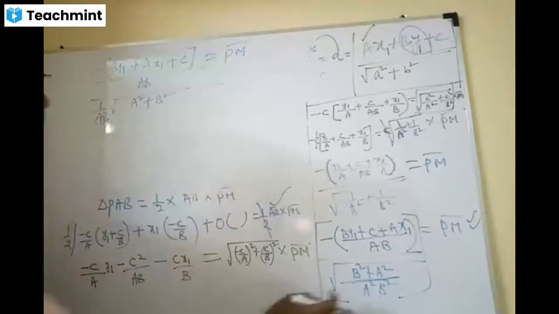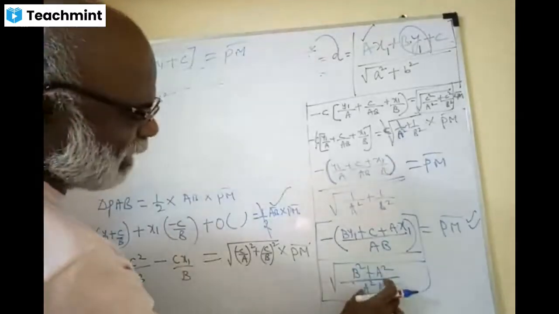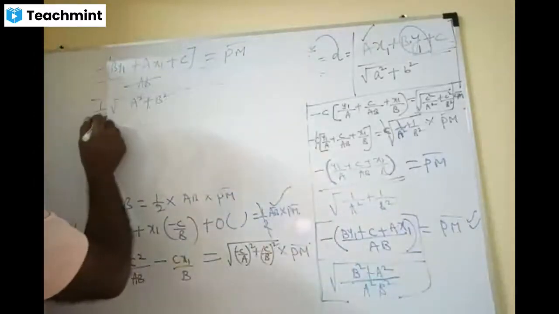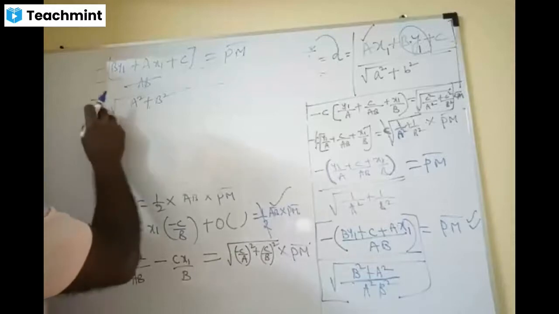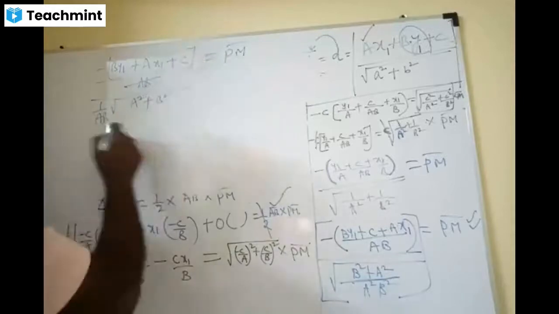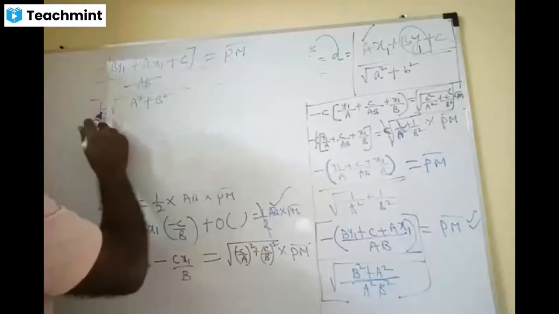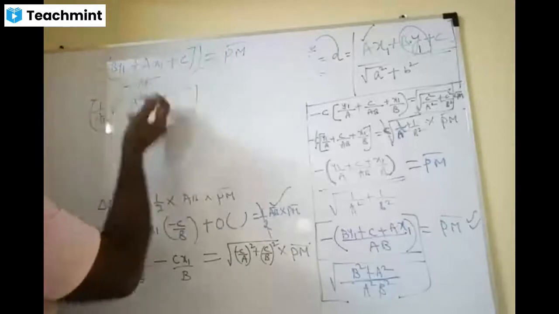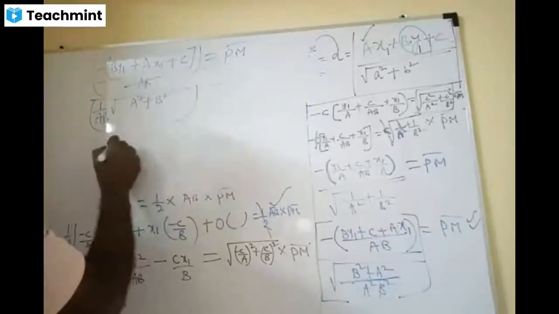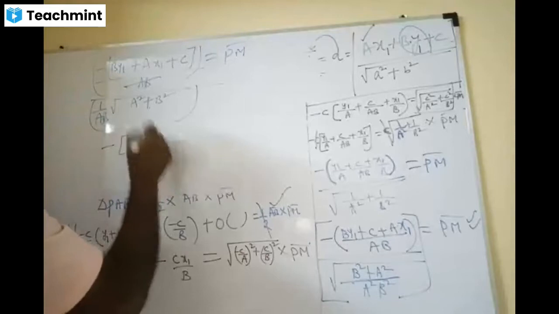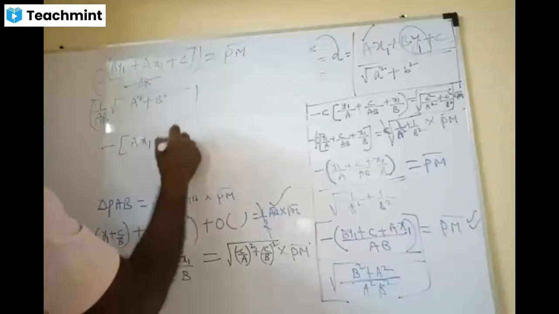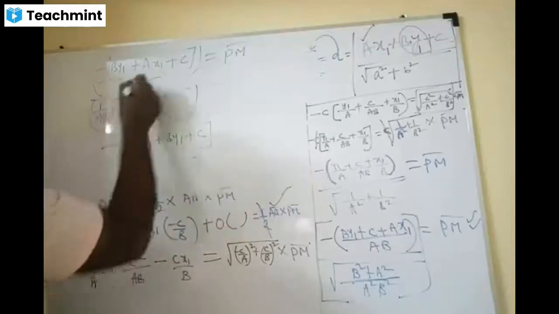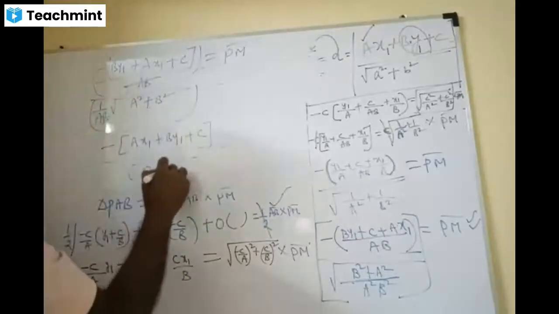Do you agree? A square, B square, so 1 by AB cancels, my dears. The 1 by AB goes up. So therefore these two will cancel, my dears. These two will cancel. What is there now, please? Come on, tell me. Minus AX1 plus B by 1 plus C, whole divided by root of A square plus B square.